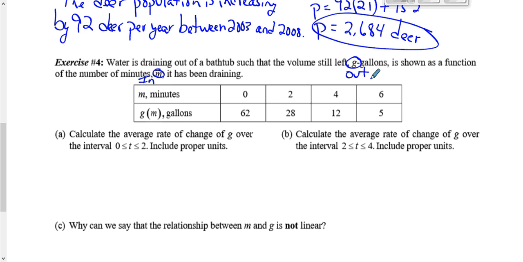So they made a table here, right? Before you start draining the tub, 0 minutes have gone by. There's how many gallons in the tub? 62. Does this look like a starting amount? Yeah. In other words, a b, your initial amount, when time is 0. Okay. And then after 2 minutes, how many gallons are left? 28. So the rate of change is the gallons changing, and that's the slope, right?